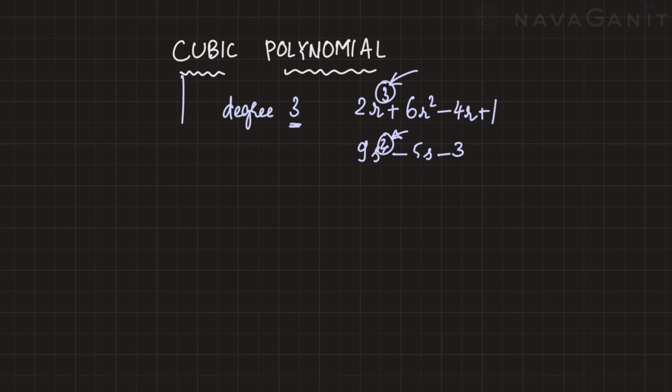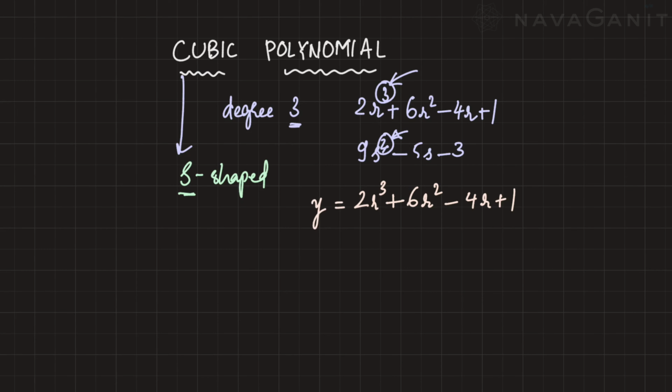Now for cubic polynomials, the shape of the curve when plotted would be S-shaped. It will be in the shape of an S. For example, let the polynomial be 2r cube plus 6r squared minus 4r plus 1. So let y equal this particular polynomial, and we know this is a cubic polynomial.